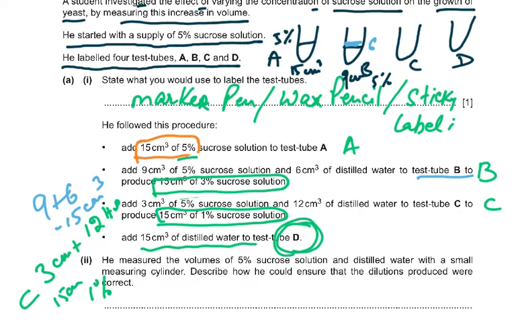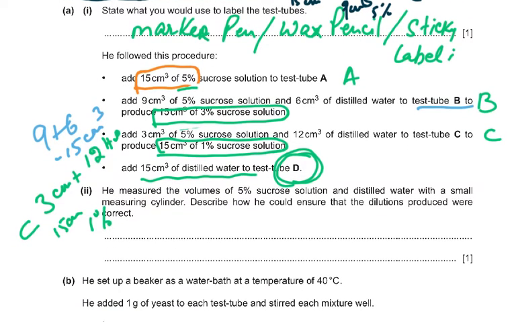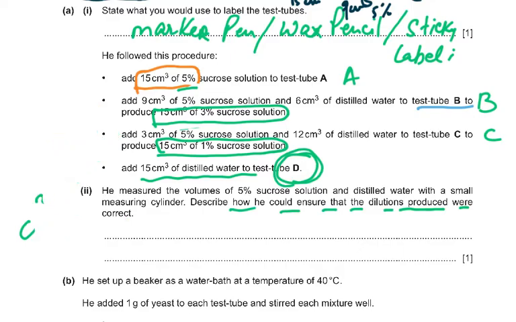He measured the volumes of 5% sucrose solution and distilled water with a small measuring cylinder. Describe how he could ensure that the dilutions produced were correct. So we have to find out how they would be correct. Well, it's very easy. If you measure the volume correctly, clean between sucrose and distilled water, rinse with sucrose solution. We will actually ensure, because the question they've asked is how we could ensure that the dilutions produced were correct.